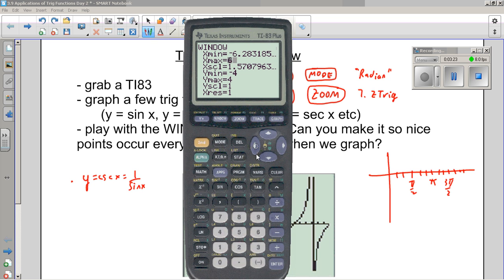So 2 pi. And then if I wanted the ticks to be every 3 ticks for pi over 2, notice their scale is 1.57. That is pi over 2. And just to prove that to you, pi divided by 2 is 1.57. But if we want it pi over 6, let's just put in pi over 6. And then when I graph it, it's more like what we're used to.